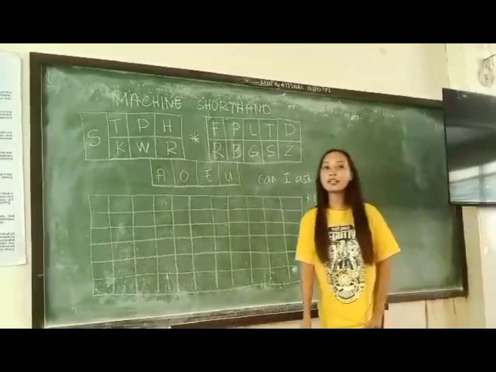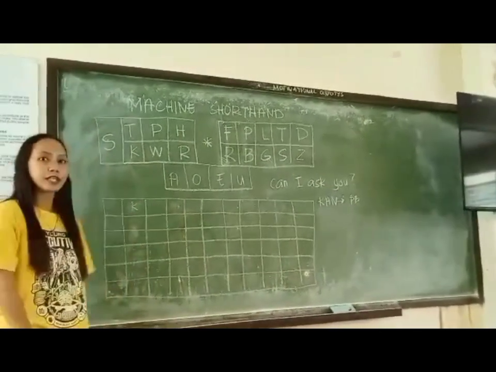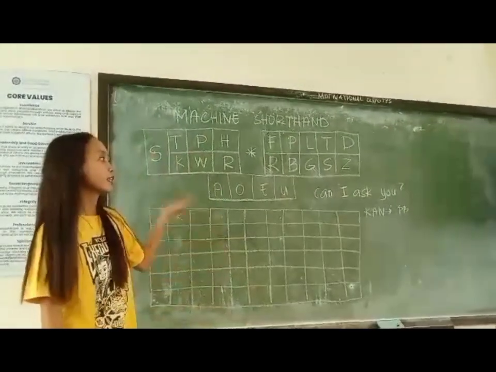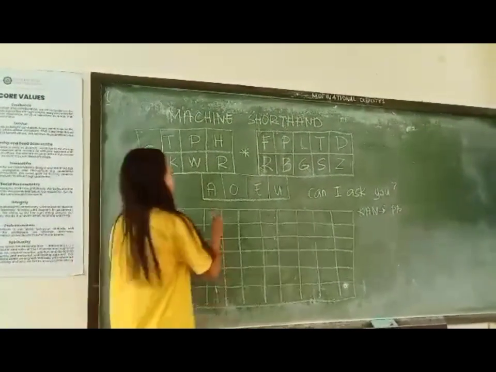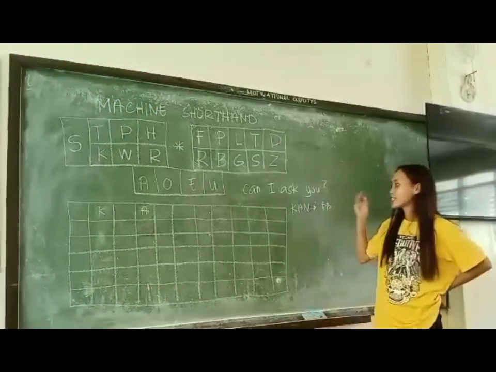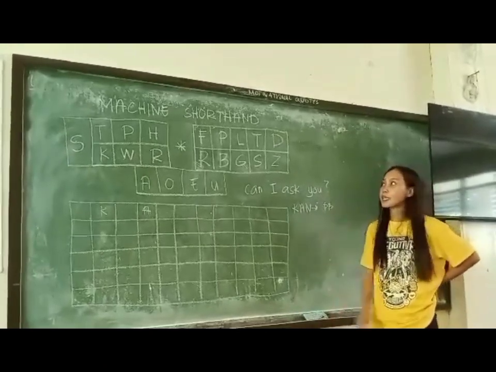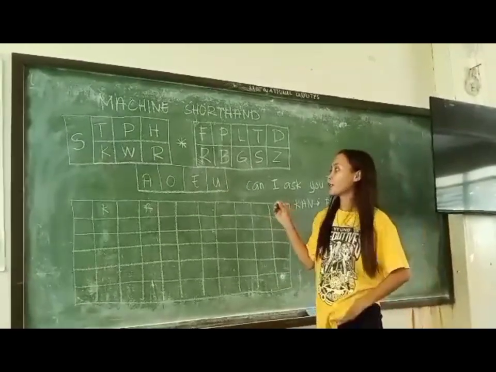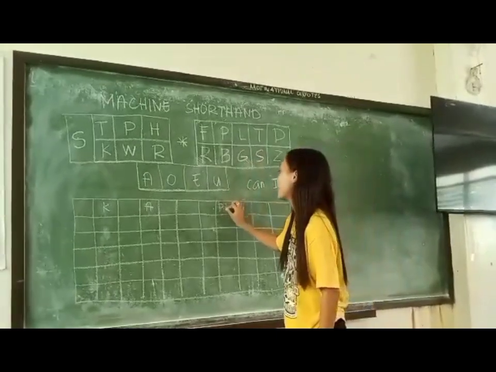Press the ring finger in your left hand to put the initial P. Next is the vowel A. In writing it in machine shorthand, press your left thumb to put the vowel A. Last is the final N, which represents the final PB. In writing it in machine shorthand, press your middle finger in your right hand to put the final PB.